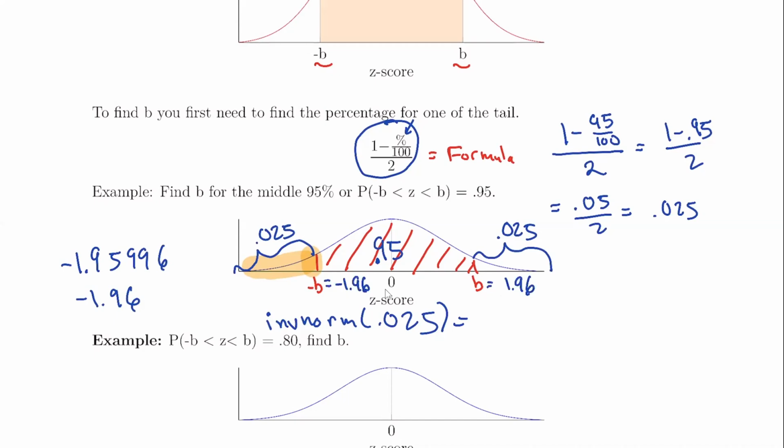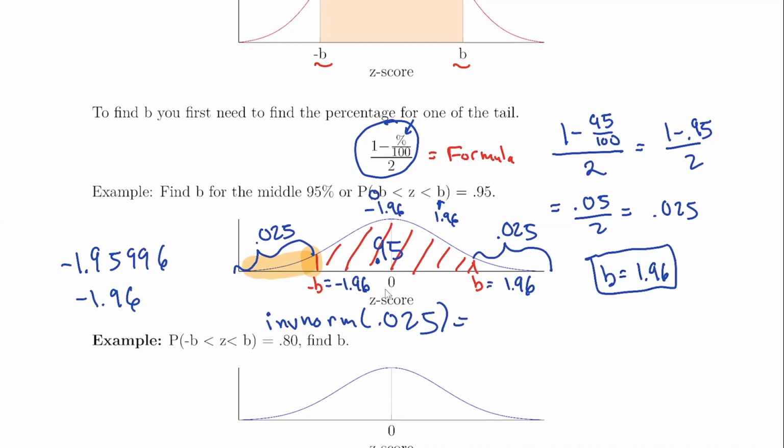For your final answer, B is equal to 1.96. Anytime you're finding the z value that corresponds to the probability in between, I always want the positive one. I don't want the negative one. Right here it already has a negative, so you put negative B, and here is positive B. So the value that you find, always give me the positive value. Never give me the negative value.